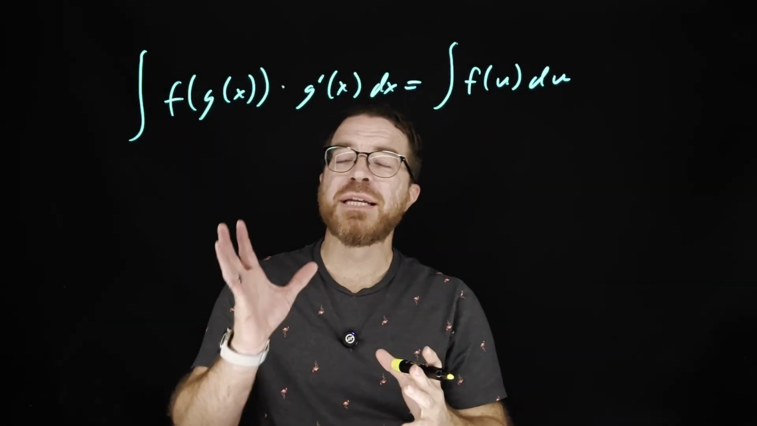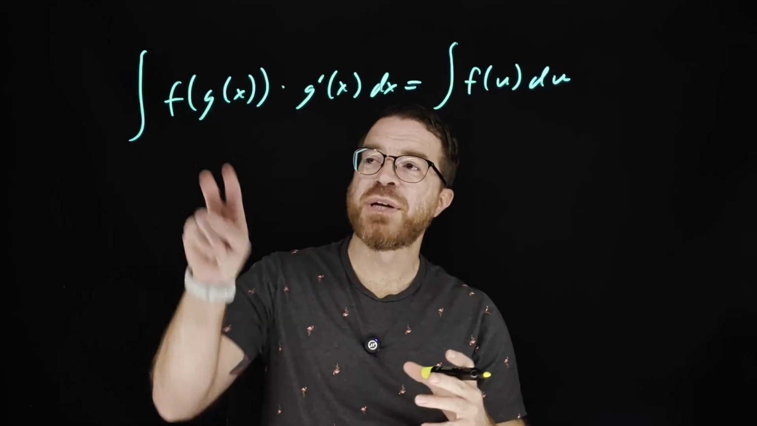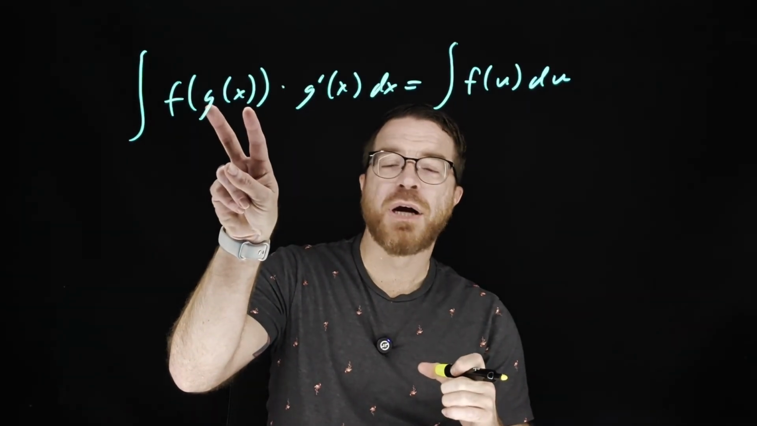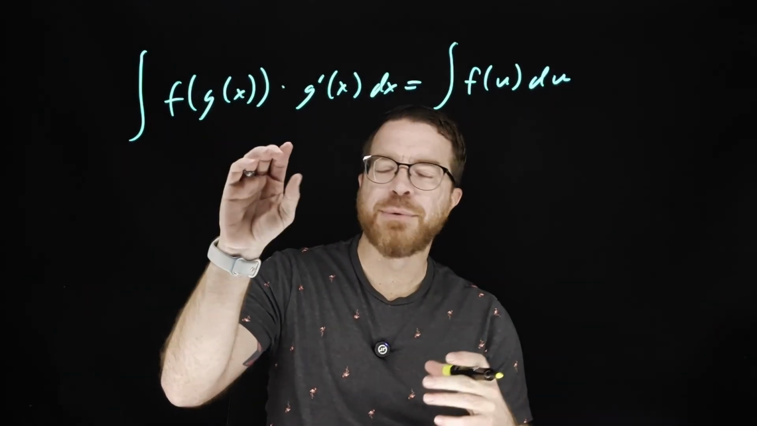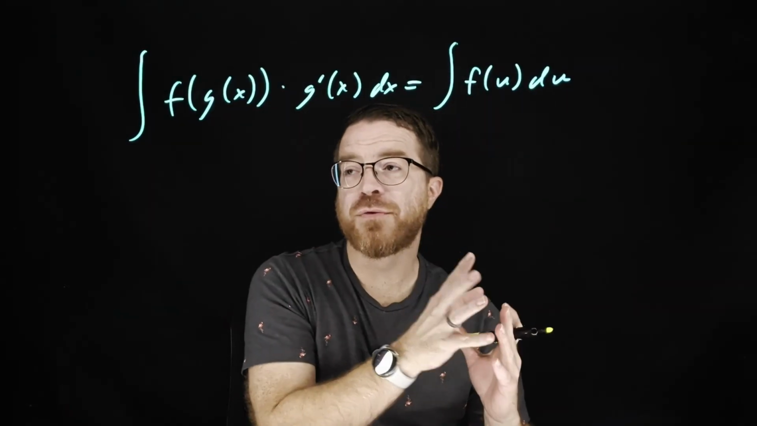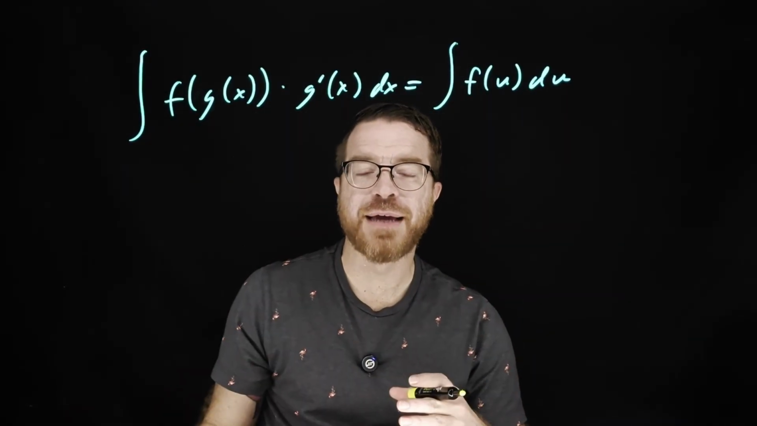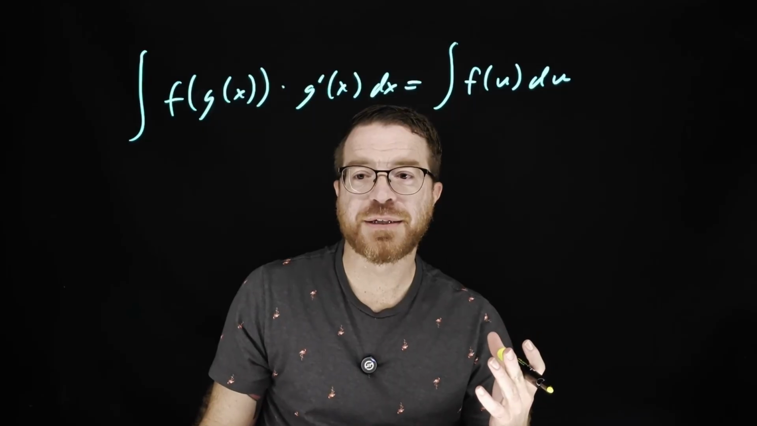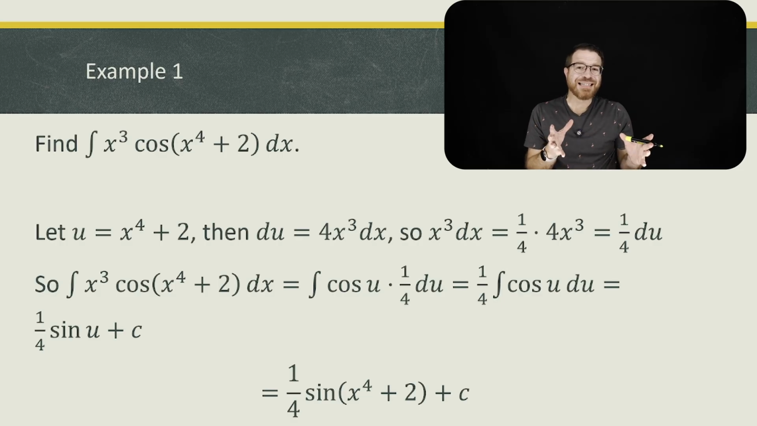So what this means is that if we know what our function is, we can figure out some g of x within that function, some function within the function, and the derivative of that. We could substitute u in and solve for that to get the same integral as the original integral of f of x. This concept is actually easiest to see if we do some examples, so let's jump right in and see how this works.